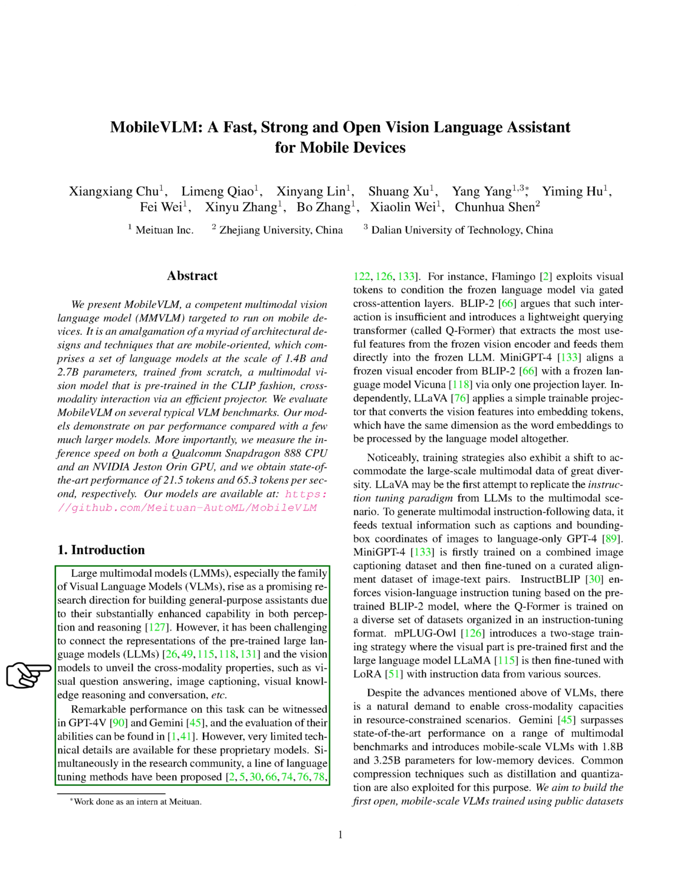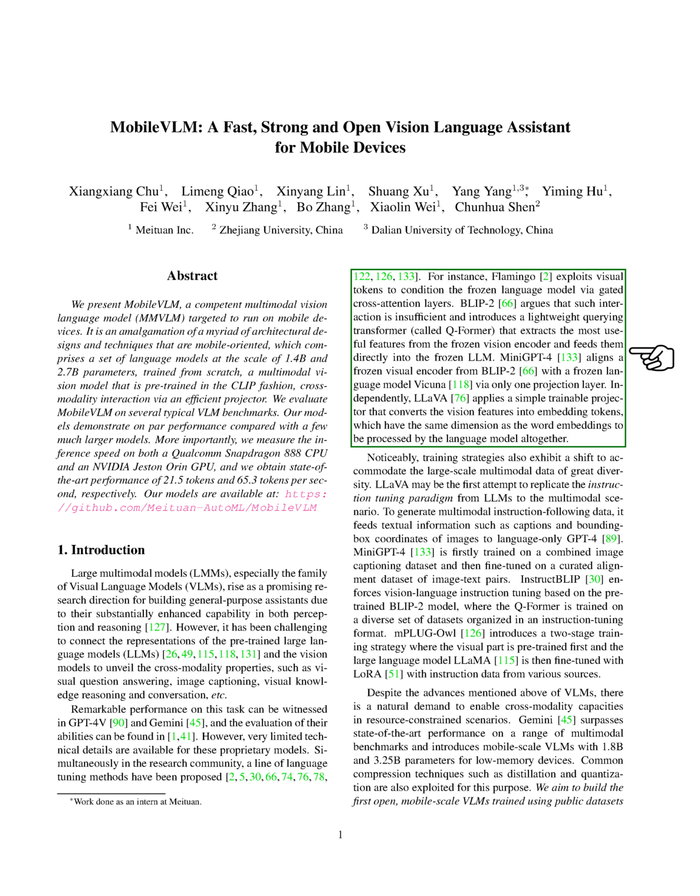Some models, like GPT-4 and Gemini, have shown remarkable performance in these tasks, but unfortunately, there's not much technical information available about them. Meanwhile, the research community has proposed several language tuning methods. For example, Flamingo uses visual tokens to condition the frozen language model through gated cross-attention layers. BLIP-2, on the other hand, believes this interaction isn't enough and introduces a lightweight querying transformer, Q-Former, that extracts useful features from the frozen vision encoder and feeds them directly into the frozen LLM.